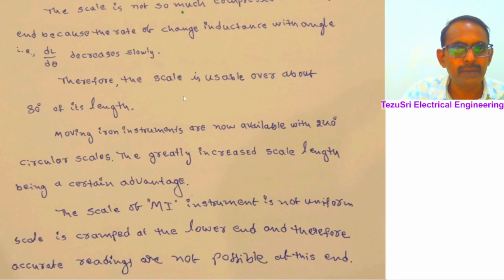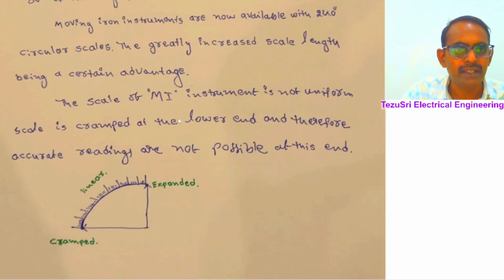Moving iron instruments are now available with 240 degree circular scales, the greatly increased scale length being a certain advantage. The scale of a moving iron instrument is not uniform and is compressed at the lower end, and therefore accurate readings are not possible at this end.